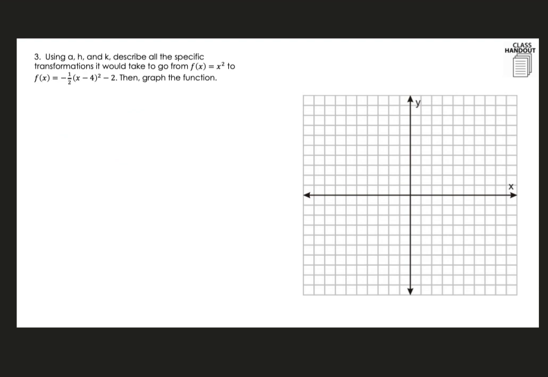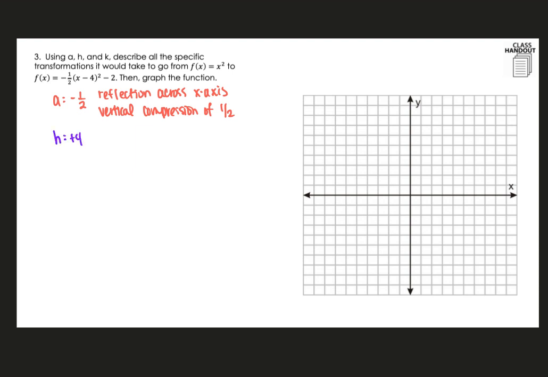All right, now for our third example. So we're going to identify a, h, and k. A is negative 1/2, which tells me two things. It tells me that there is a reflection across the x-axis because it's negative, which means our graph is going to be concave down. And the 1/2 tells me that there's going to be a vertical compression of 1/2. So we know our graph's going to be wider than our original parent function.